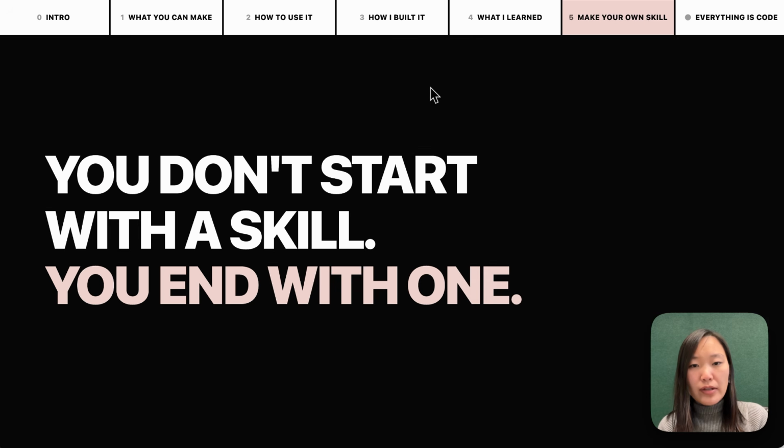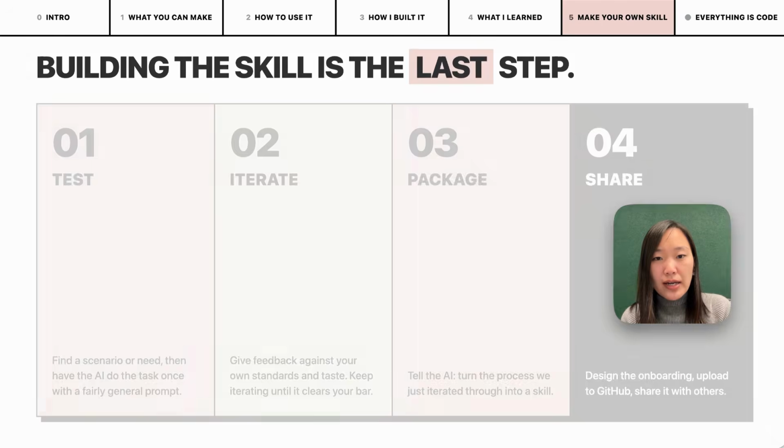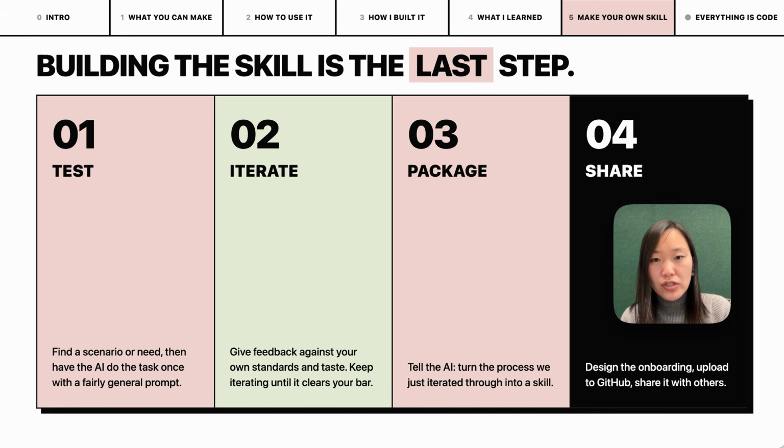Here's the most important thing to remember. You don't start with a skill, you end with a skill. Building the skill is the last step, not the first step. Here's how I actually do it now. I have an idea, I just get Claude Code to build the thing first. It's not satisfactory, so I tweak it over and over, give it rounds and rounds of feedback until it hits my standard and my taste.